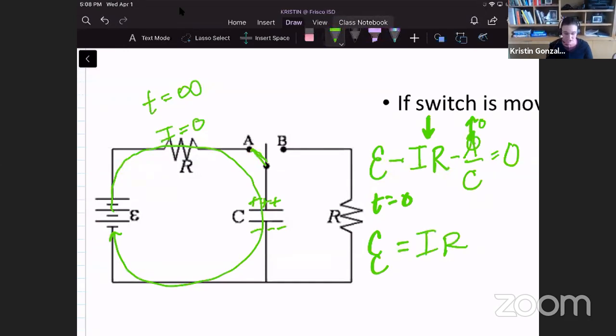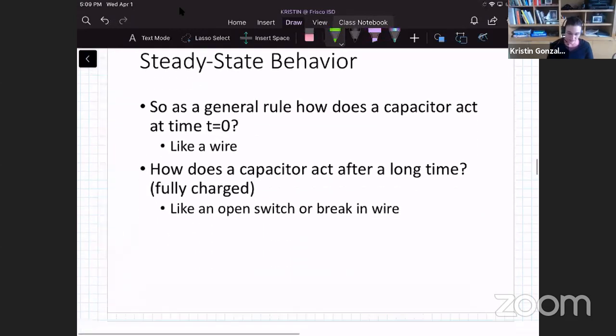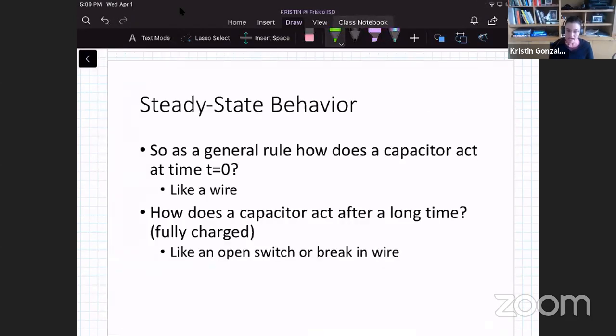So we can characterize the behaviors that at time 0, a capacitor always behaves like a wire. And this is something you want to memorize or just commit to your head. At time 0, when we close the switch, that capacitor is like a wire. And how would the rest of the circuit behave if that were a wire? And after a long time, we treat it like it's a break in the wire or it's an open switch. And again, look at the rest of that circuit. If that were an open switch, how would the rest of that circuit behave?